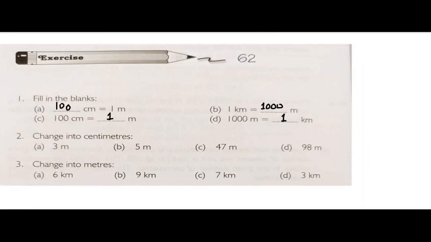100 centimeter equals 1 meter. 1 meter equals 100 centimeter. 1 kilometer equals 1000 meter. 1000 meter equals 1 kilometer.